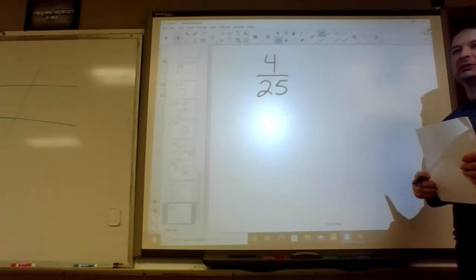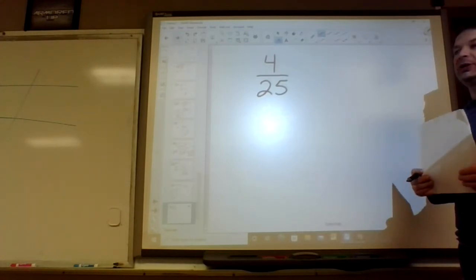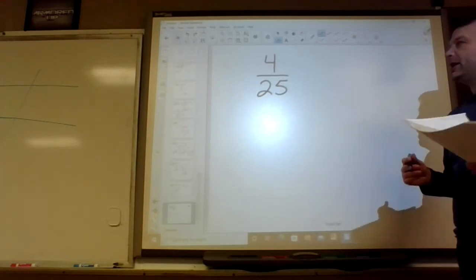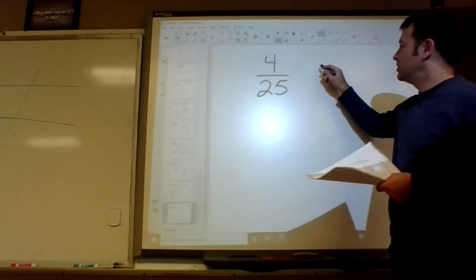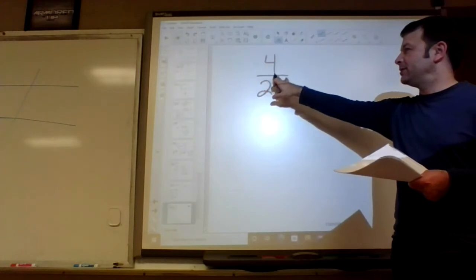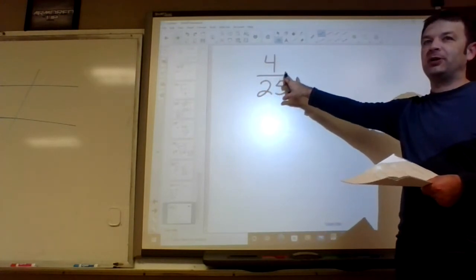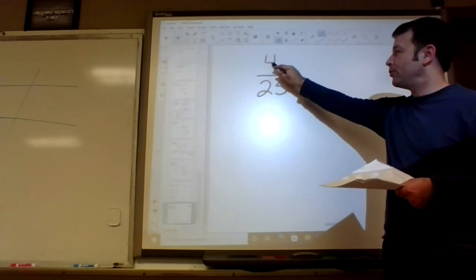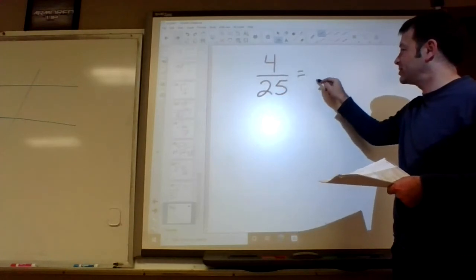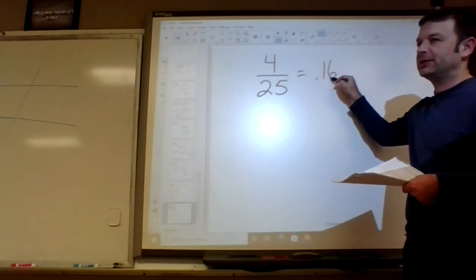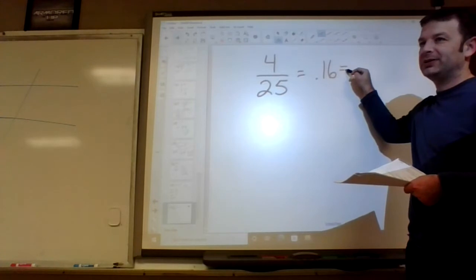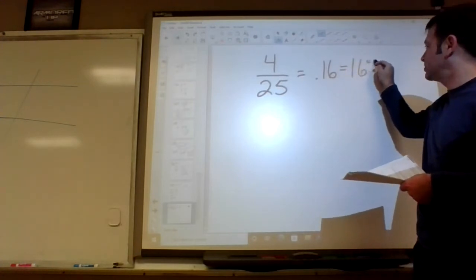You could multiply or divide. But what do you calculate? How do you turn it into a decimal? Divide 4 by 25. Remember that the fraction bar is also a division bar. That's why it looks identical. 4 divided by 25 is 0.16, which is 16%.